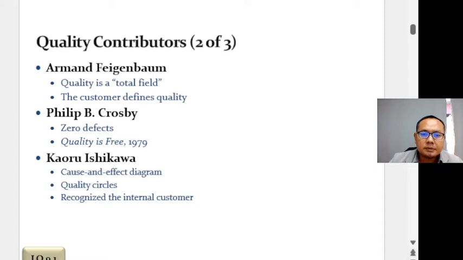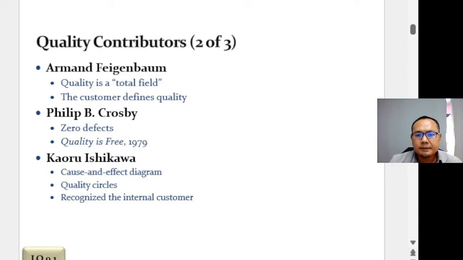Then the next contributor, you can see Armand Feigenbaum. Feigenbaum was instrumental in advancing the non-conformance approach as a reason for management to commit to quality. He recognized that quality is not simply a collection of tools and techniques, but a total field. According to Feigenbaum, it is the customer who defines quality.